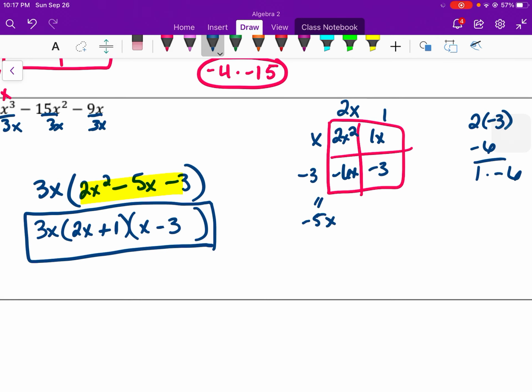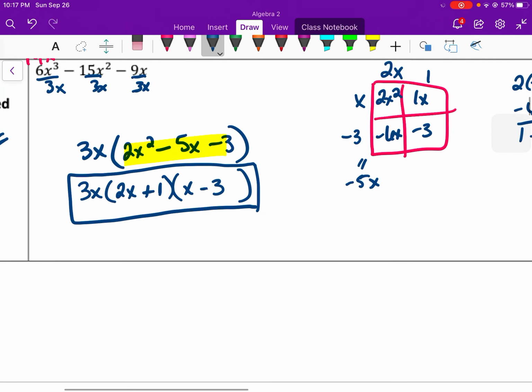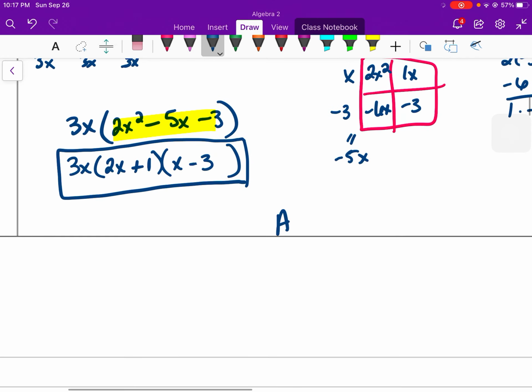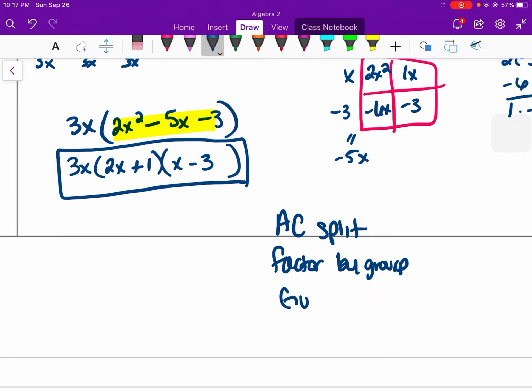So factoring is a bit of a puzzle. It is kind of a puzzle, a way to figure it out. So this is called the box method of factoring. You could also look up the AC split method, which is very similar. There's factor by AC split, which uses factor by grouping, and guess and check.